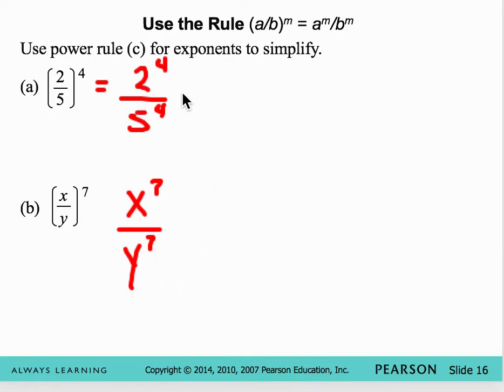Now ideally if you just have numbers, you should multiply that out. They're getting a little large on you here, but they probably expect you to multiply that out. So 2 times 2 is 4, times 2 is 8, times 2 is 16. And on the bottom, 5 times 5 is 25. So think about this: 5 squared is 25.